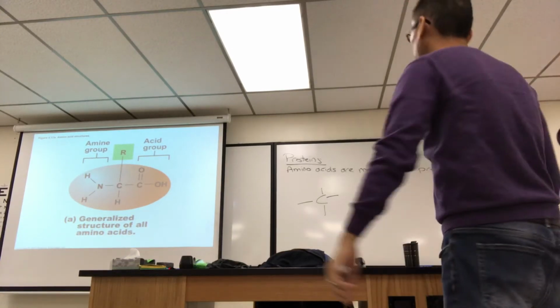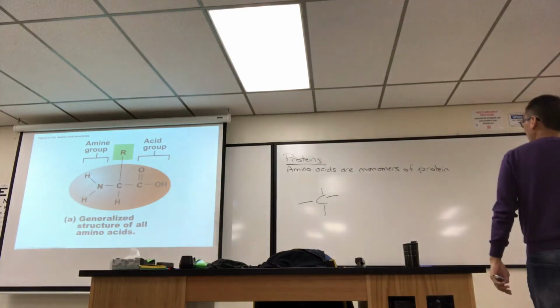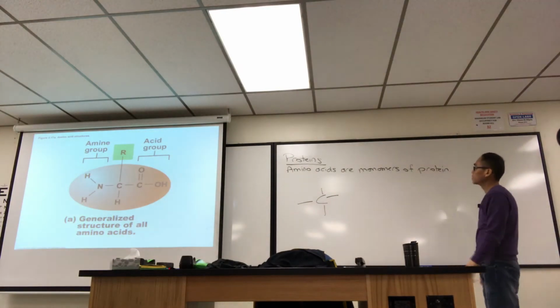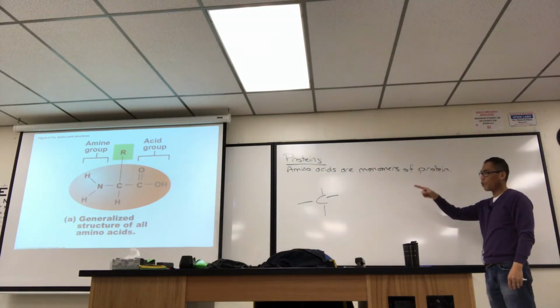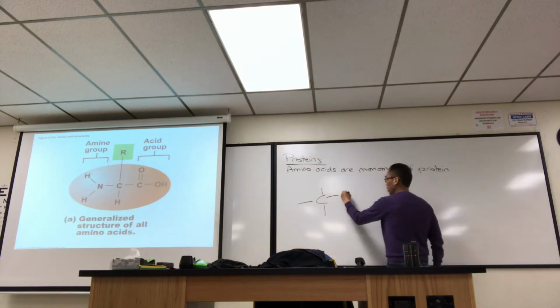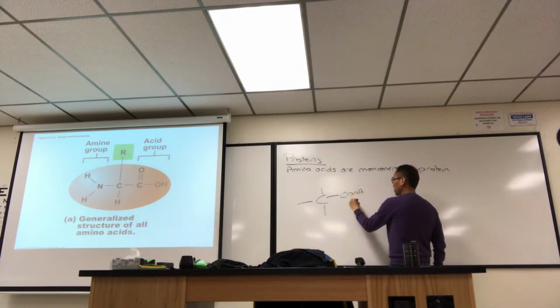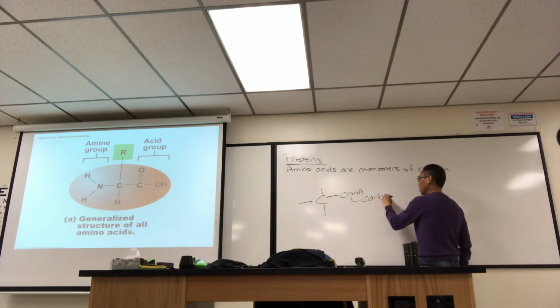All right, so proteins are composed of amino acids. They're the monomers. So there's a structure of one. I just draw it like this. That's a carboxylic acid.